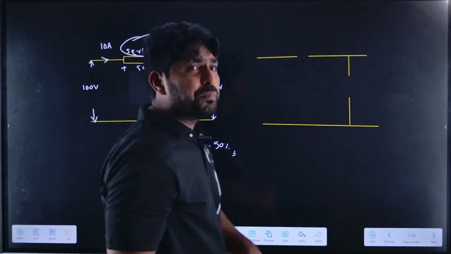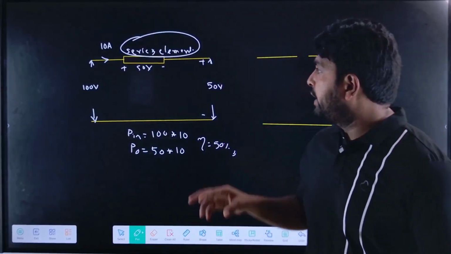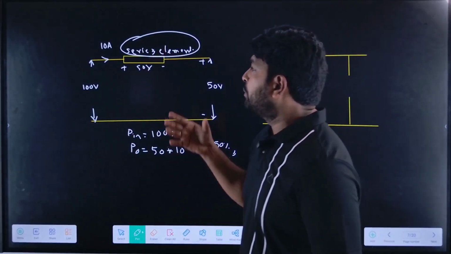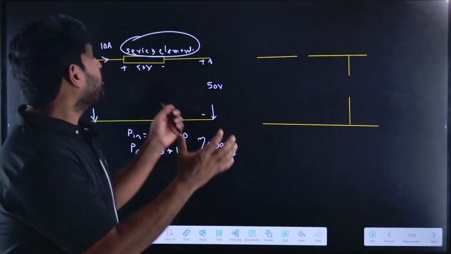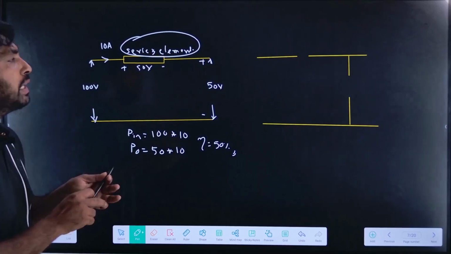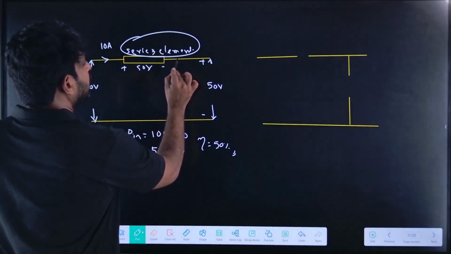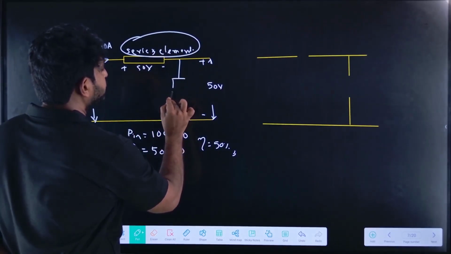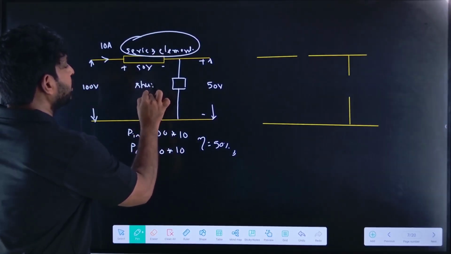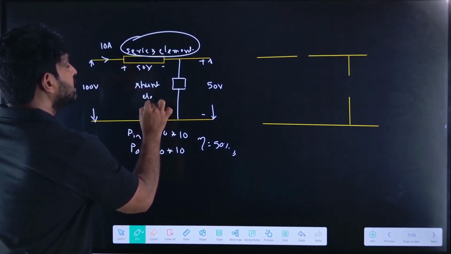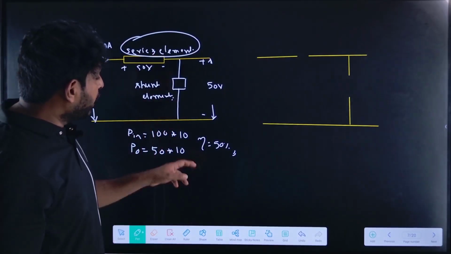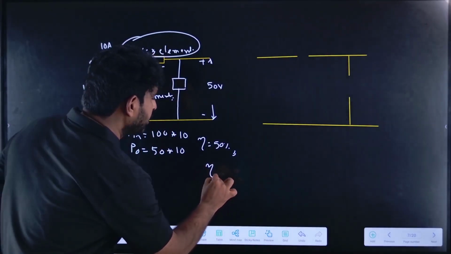If I consider the practical case, even if I keep only the switch here, what happens? Because of the series element, some power will dissipate here. The topology should consist of a shunt element also. What is the purpose of the shunt element? To get the efficiency as 100%.